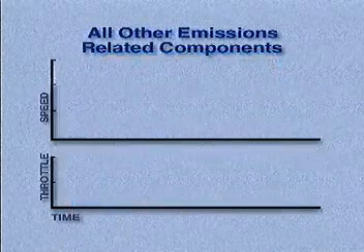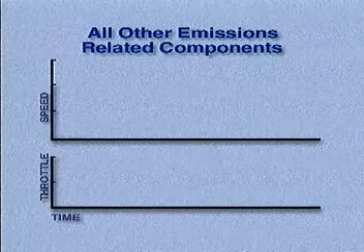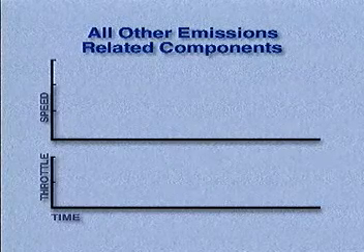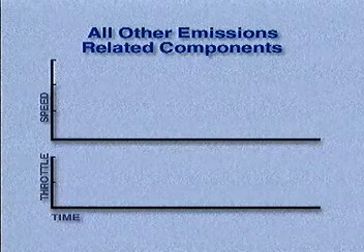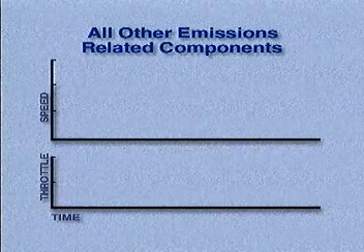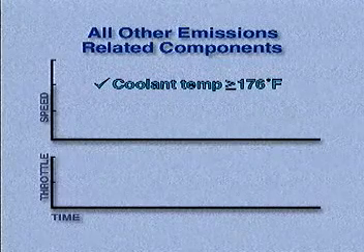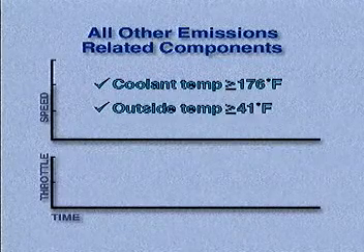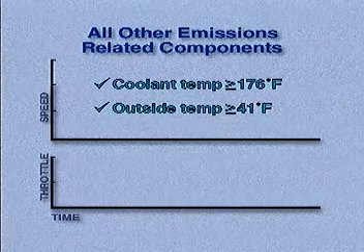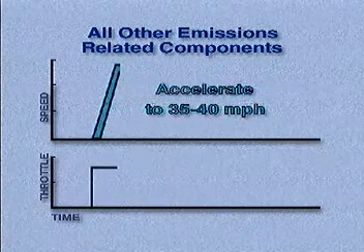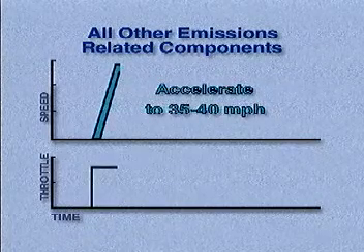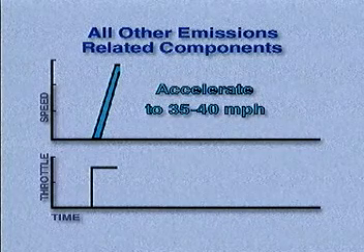A final drive cycle is 10 minutes or less, and it monitors all other emissions-related components on the vehicle. As with the other test, the engine should be fully warmed up, coolant temperature at 176 degrees Fahrenheit or more, and an outside temperature of 41 degrees Fahrenheit or more. Cycle the ignition switch, restart the engine and accelerate to 35 to 40 miles per hour.